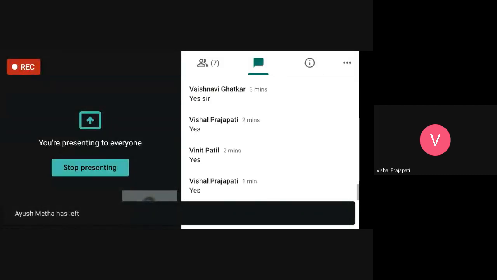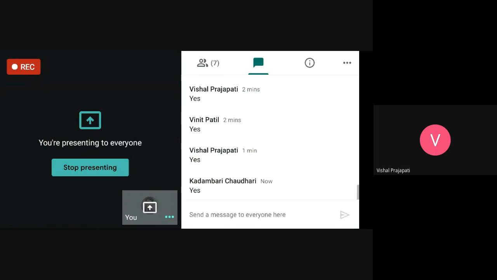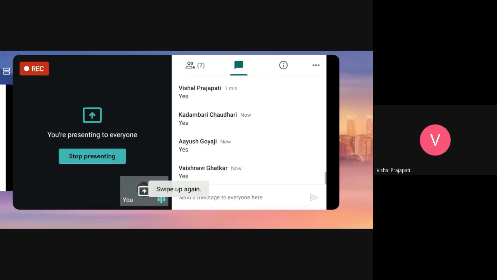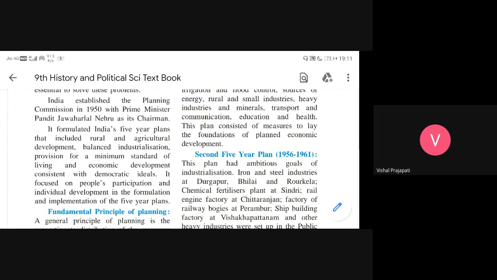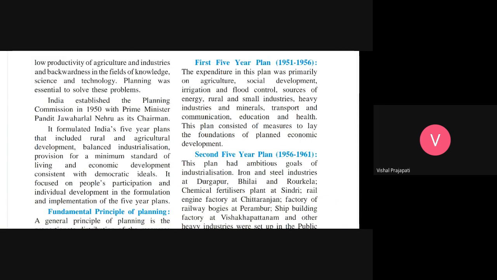So, did you understand this? How the Britishers exploited Indian people and how they made the condition of Indian people poor, unemployed, with very high population, likewise. So it is not very difficult to understand. Here, the next topic. What was important? Planning was essential to solve these problems that were left by the Britishers for our India.